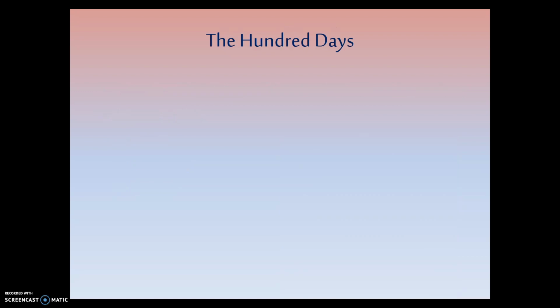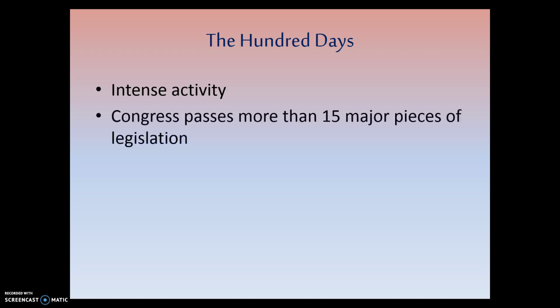The 100 days is what we refer to as the first 100 days that FDR was in office. It is a period of very intense activity because he's a very proactive president from the get-go. Congress will pass more than 15 pieces of major legislation, which may not sound like a lot, but in the grand scheme and respective to today, that's a lot of law. That's a large amount of laws in a short amount of time.